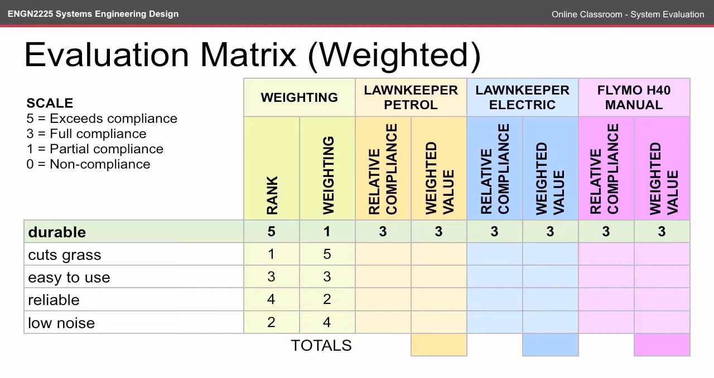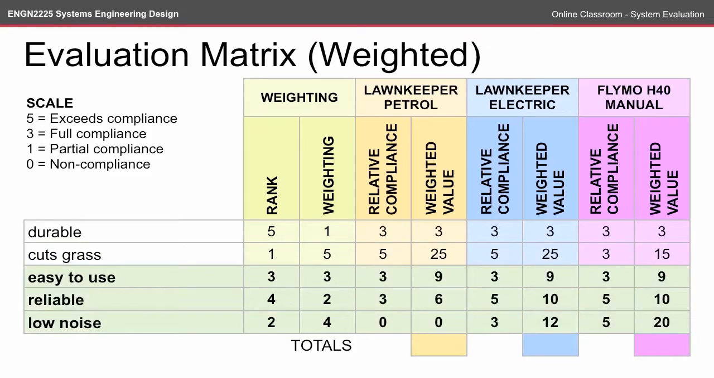This is the same for electric and manual. You should be able to get the level to which your design meets the requirements through your testing process. When we look at the cuts grass requirement, the petrol and electric exceed the compliance, whereas the manual only meets the compliance. This is because sometimes you have to go back and cut the grass again.